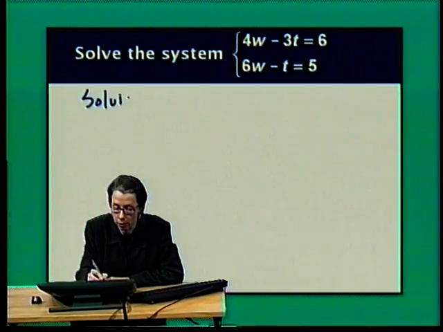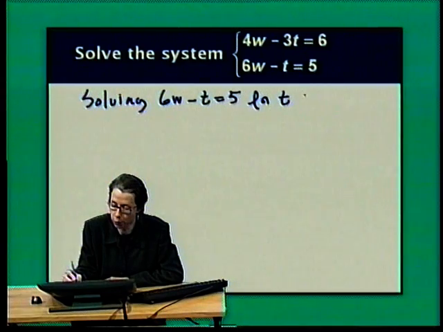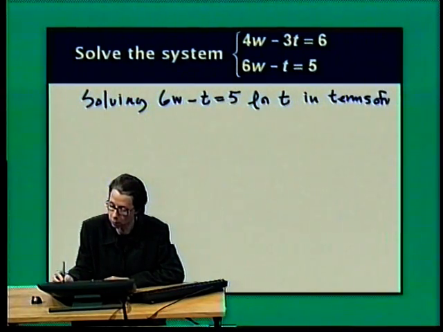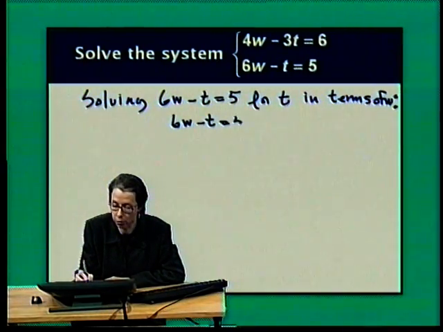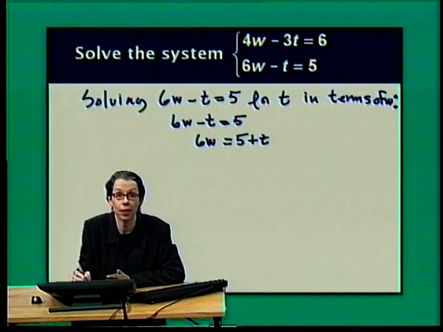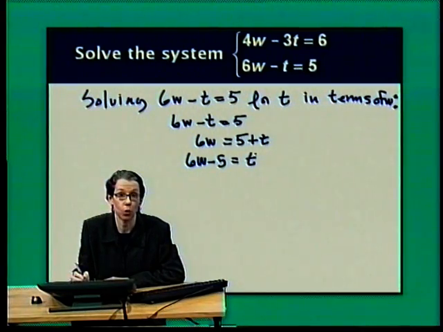So solving 6w minus t equals 5 for t in terms of w, I have 6w minus t equals 5. I can add t to both sides. 6w equals 5 plus t, and then subtract 5 from both sides. So the expression 6w minus 5 is equivalent to t. Now I'm going to do the substitution.